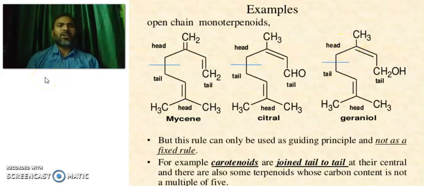But this rule can only be used as a guiding principle, not as a fixed rule. For example, carotenoids are joined tail to tail at their center, and there are also some terpenoids whose carbon content is not a multiple of 5.